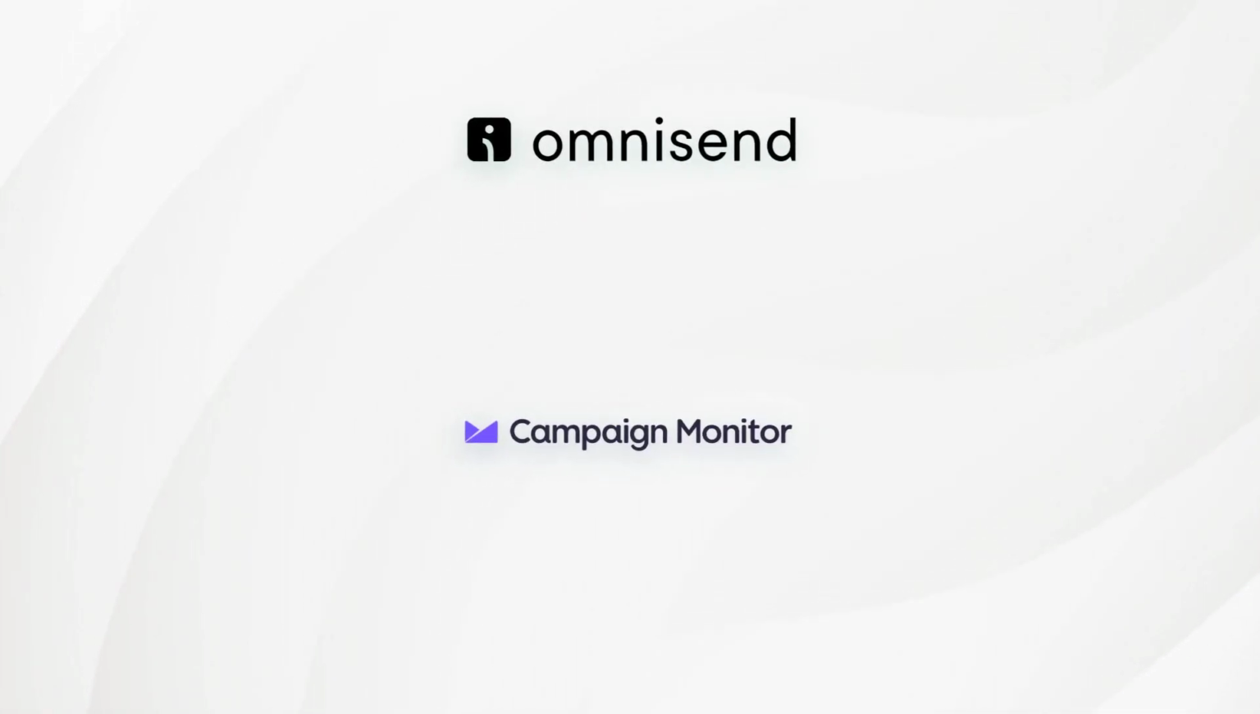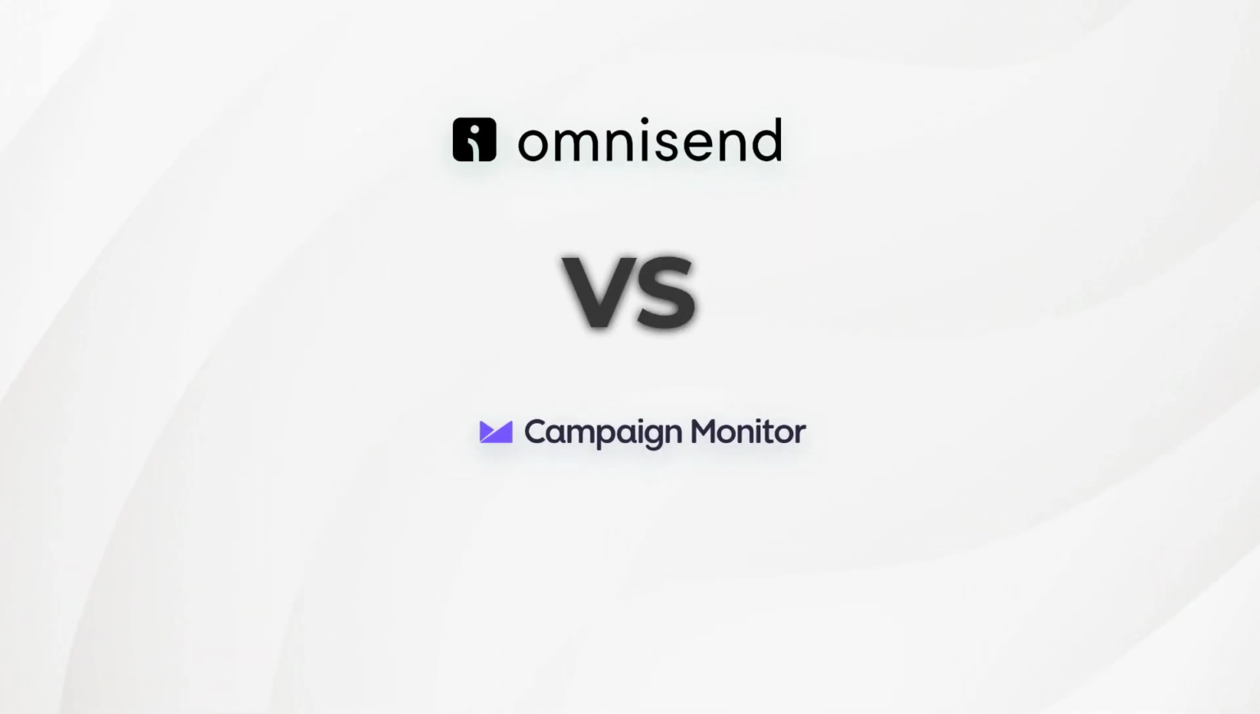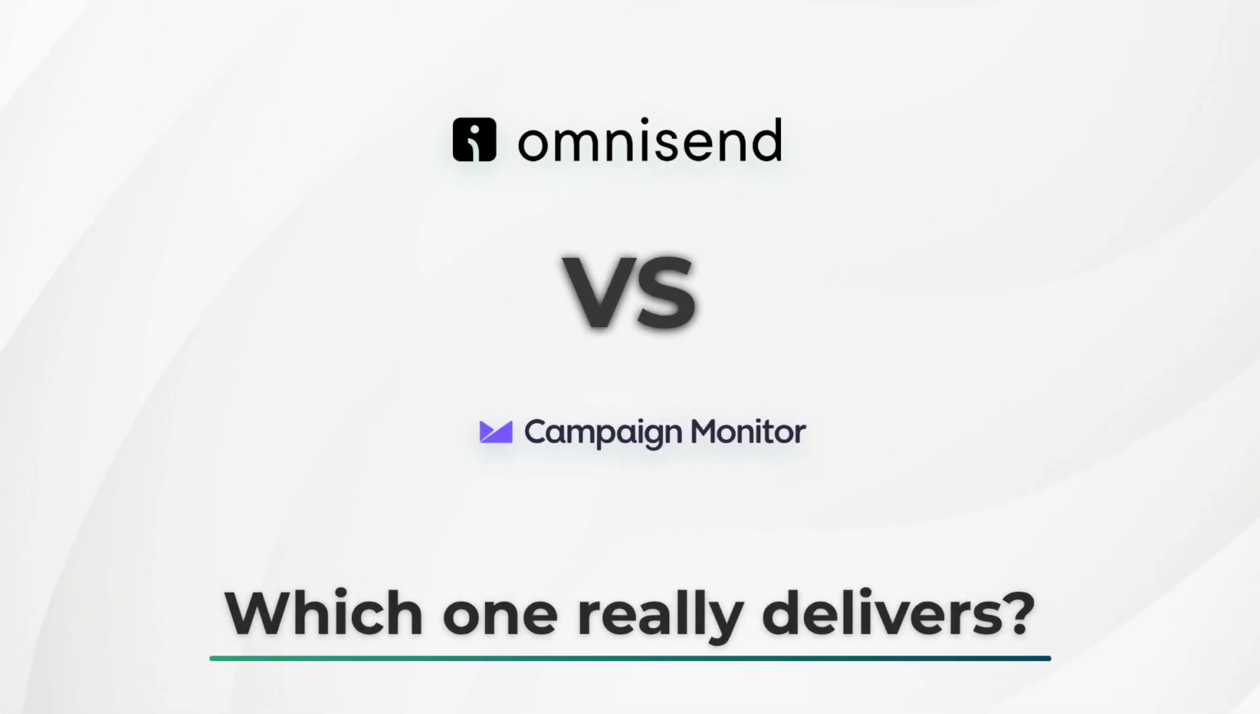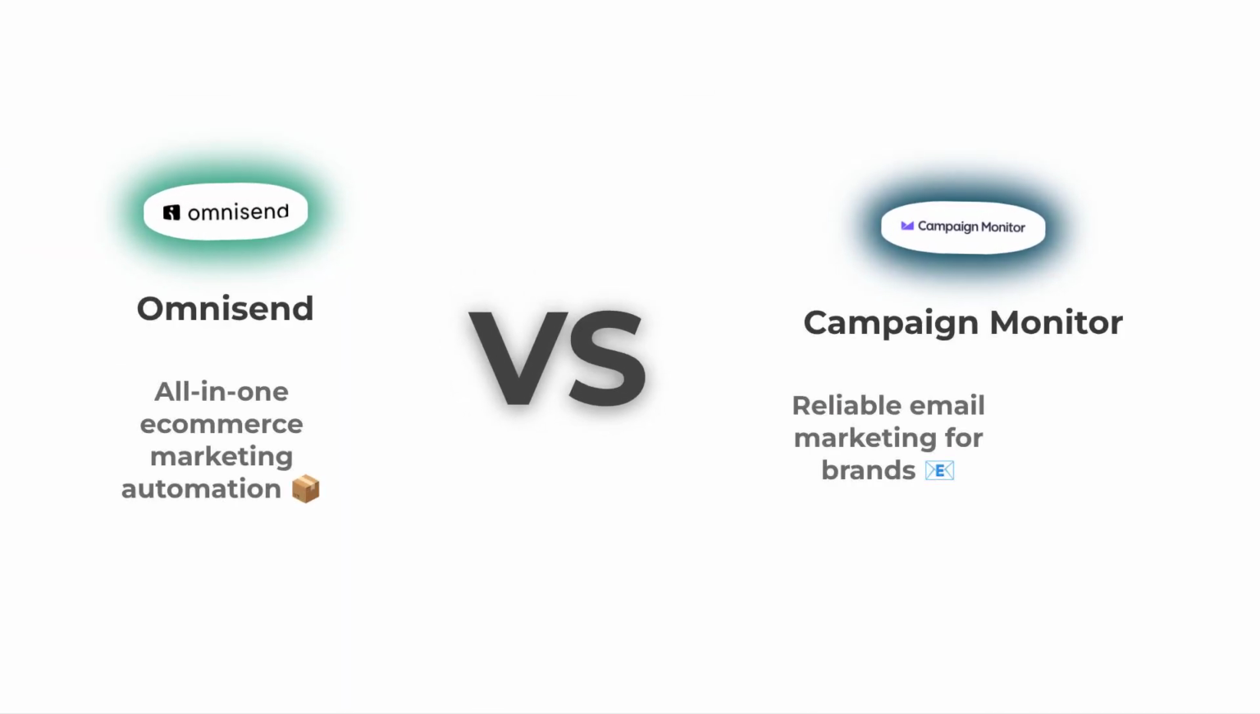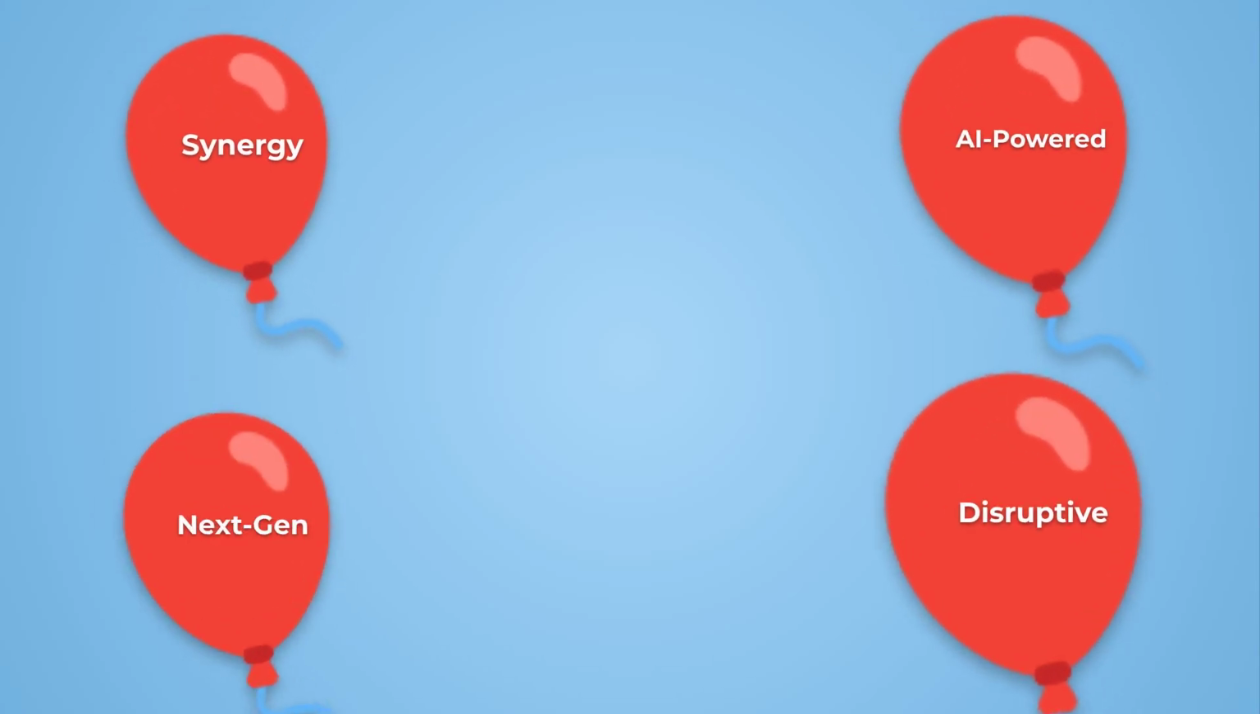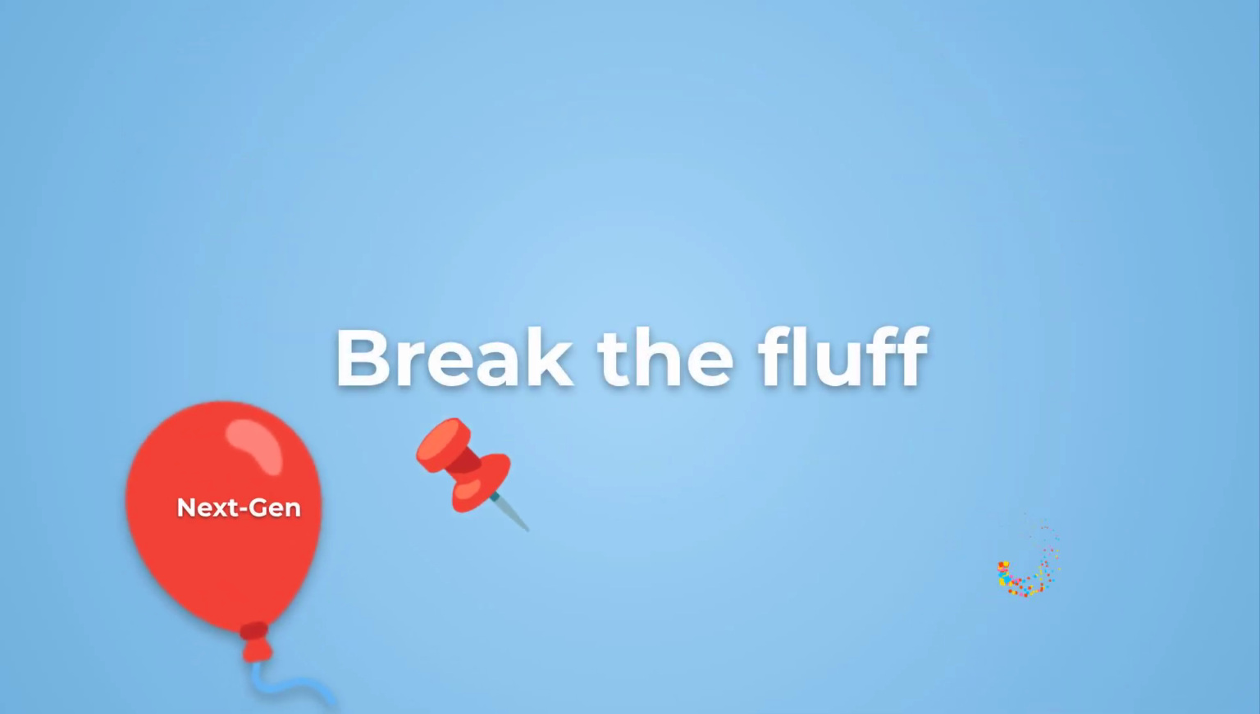Two powerhouse platforms in marketing automation, Omnisend and Campaign Monitor. Which one really delivers? On the left, Omnisend, the all-in-one e-commerce marketing automation specialist. And on the right, Campaign Monitor, trusted, reliable email marketing for brands. Let's skip the buzzwords and dive into what truly matters.